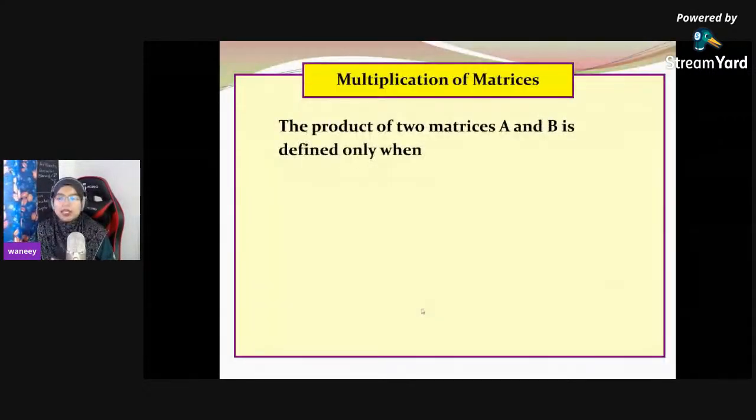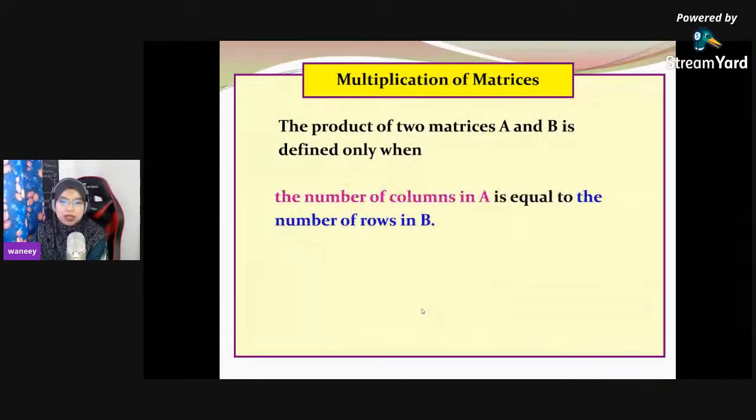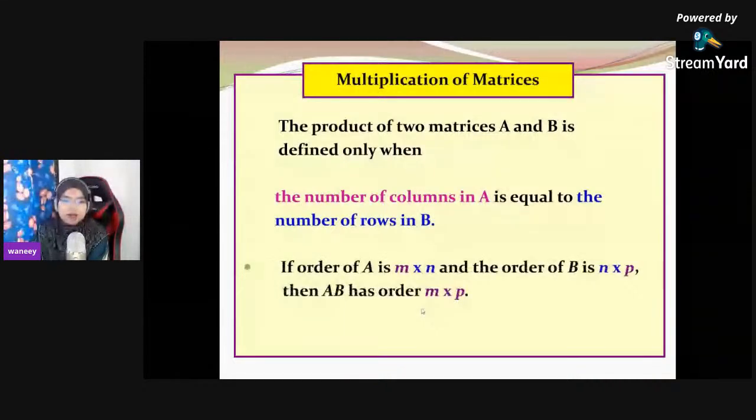Okay, so now multiplication of matrices. So the product of two matrices A and B is defined only when the number of column in A is equal to the number of rows in B. So you got to see them after this. If the order of A is m by n and the order of B is n by p, then AB has order m by p. So the number of column in A, so this is n. The number of rows in B, so this is n. So that is why you can actually times them, because we have the same number of column in A and the same number of rows in B.